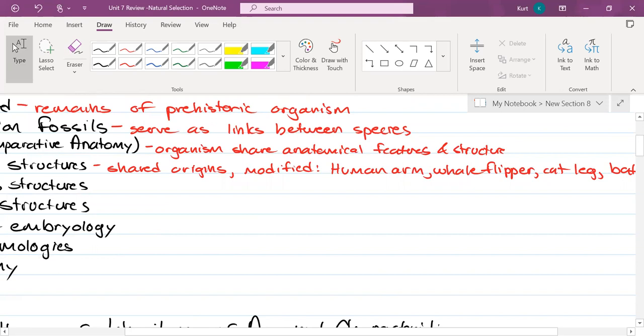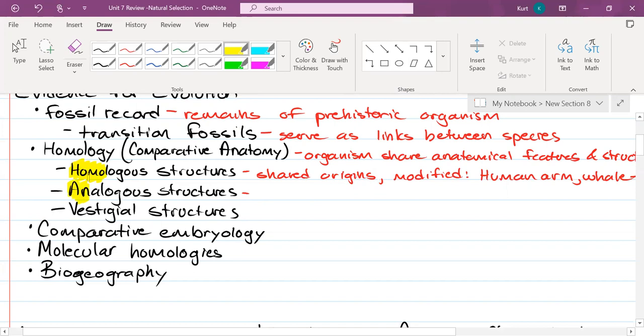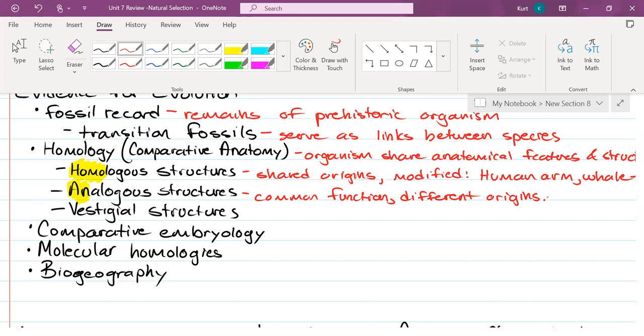Now, analogous structures, and means other or opposite, these are going to be common function, but different origins. A bat has a wing. It has bones. It has blood vessels and nerves and tissues. A bird has a wing. It has bones. It has muscles. It has ligaments. It has tissues. A butterfly has a wing. It is not the same. A bat wing and a butterfly wing are both meant for flying. That's the common function, but they do not have a common origin.